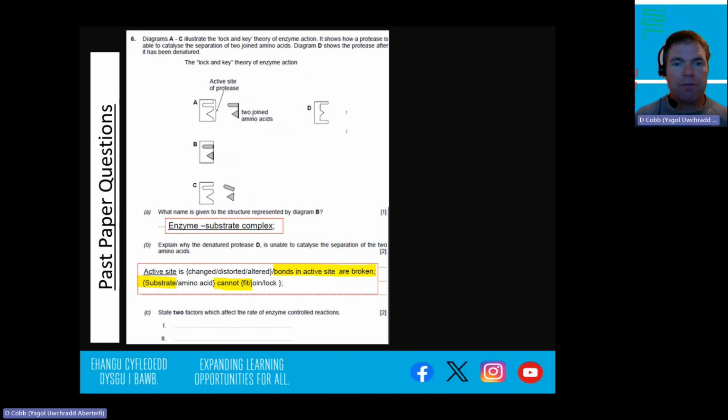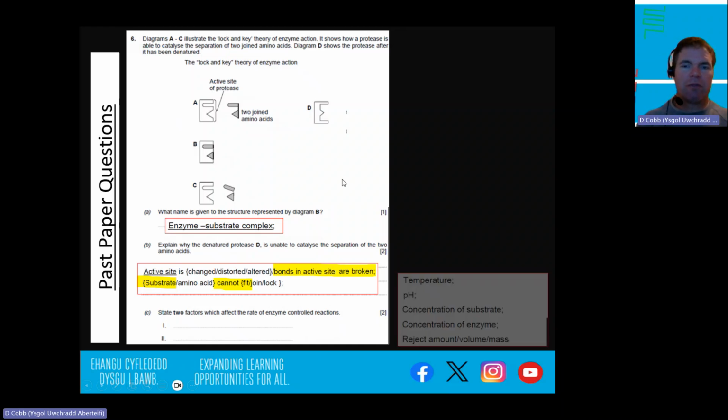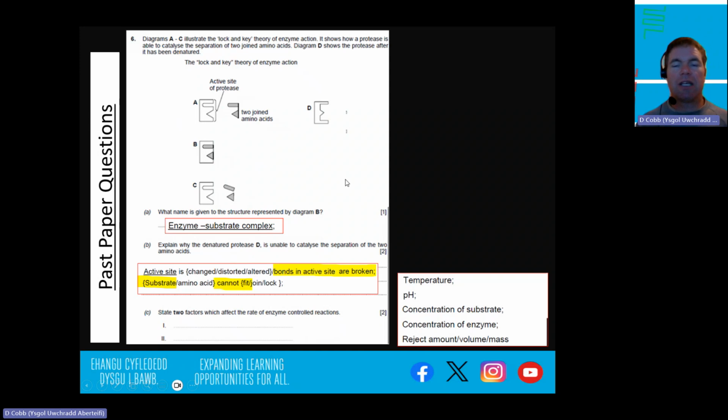And finally, state 2 factors which affect the rate of an enzyme-controlled reaction. Well, now we've covered these, haven't we? It's temperature and pH. There are others, but the ones that we talked about today and the ones they're really expecting you to say, and they appear first and second on here because they're expecting you to say that. But it is indeed true, and at A level we might talk about how concentration of substrate and concentration of enzyme do affect rate of reaction too, and they're going to award you marks for that, even though really what they're expecting there is temperature or pH.